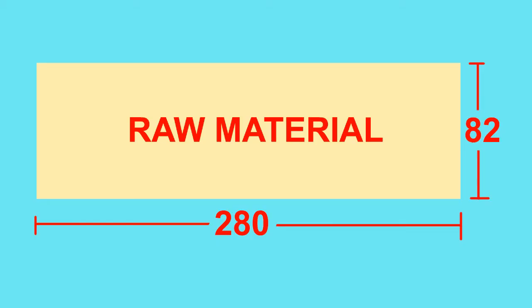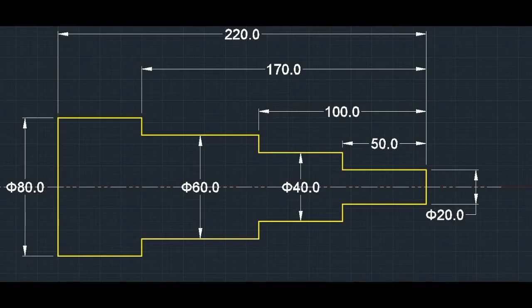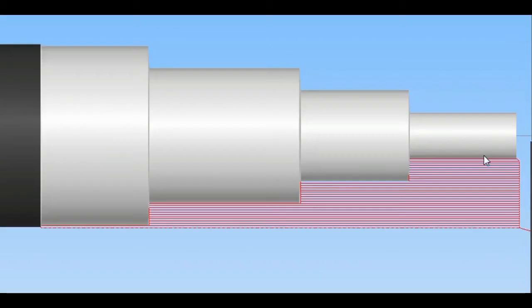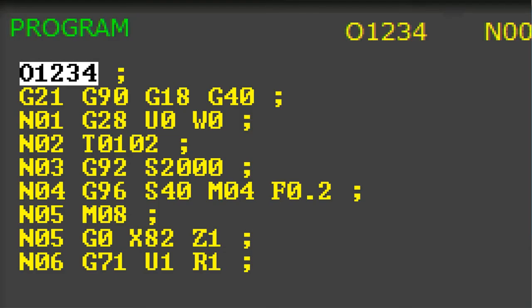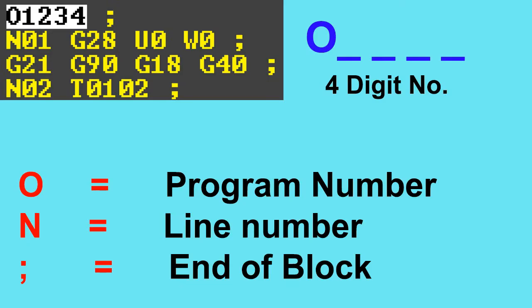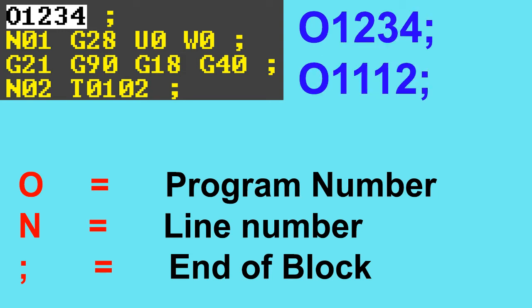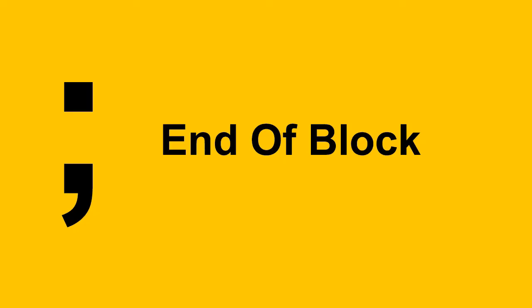Now, this is our raw material, these are its dimensions, and we want to do step turning to obtain our final product like this. First step is to give the program number. Program number is given with a code O followed by a 4-digit number, example O1234 or O1112. Every program has its unique number and one line of program is called a block. In order to move to the next line, we use end of block which looks like this.